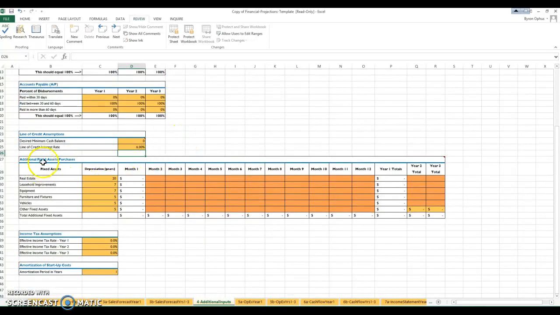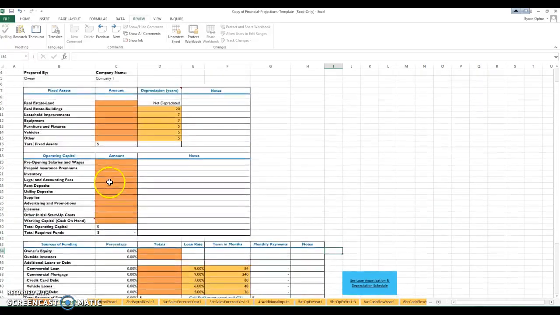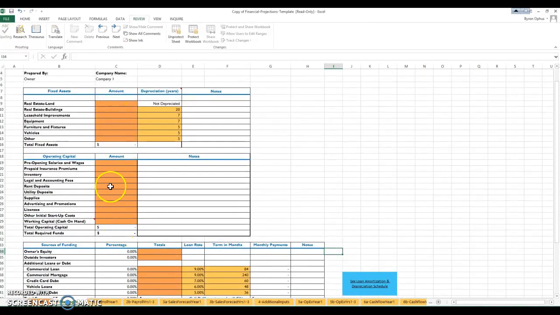Okay, additional fixed asset purchases. This is going to be rare. There may be some of you that would consider having some additional purchases. This is not the things that you purchased up front. It is not a repeat of the things that you already put here on the starting point, so don't duplicate that.